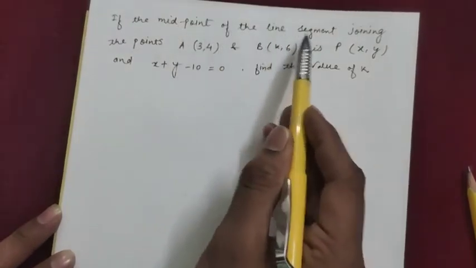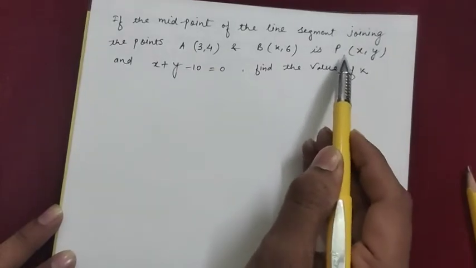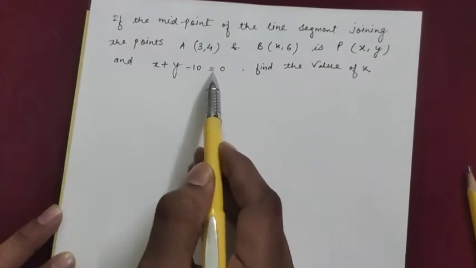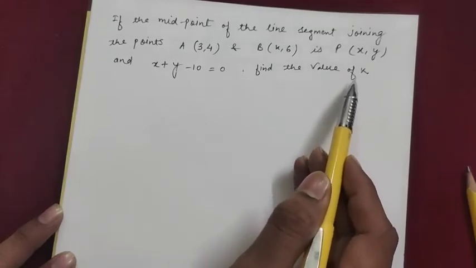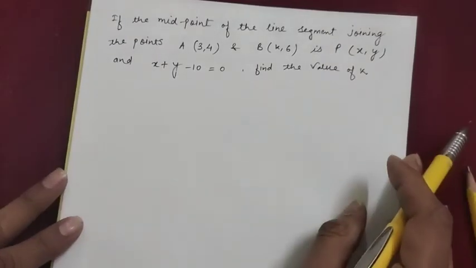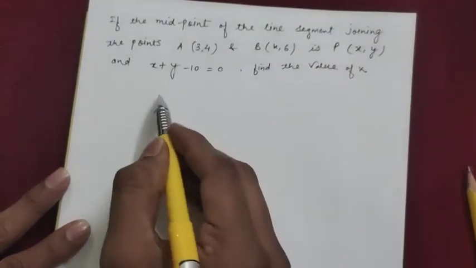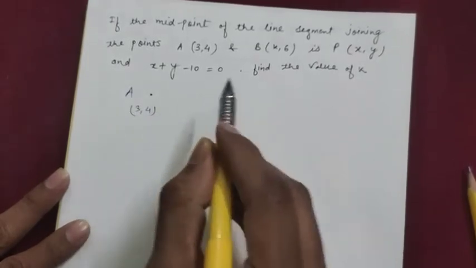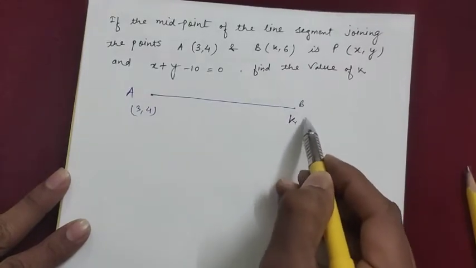If the midpoint of the line segment joining the points A(3, 4) and B(k, 6) is P(x, y), and x plus y minus 10 is equal to 0, find the value of k. Okay, so this question belongs to coordinate geometry. First of all, we need to understand the scenario. This is point A, 3 comma 4, and this is point B, k comma 6.